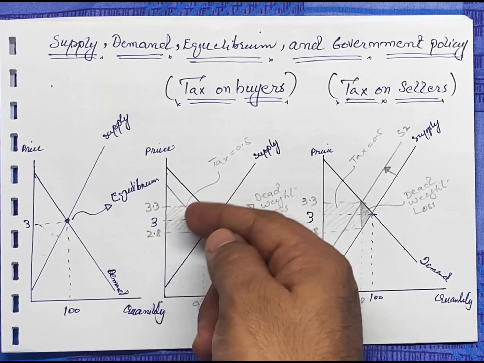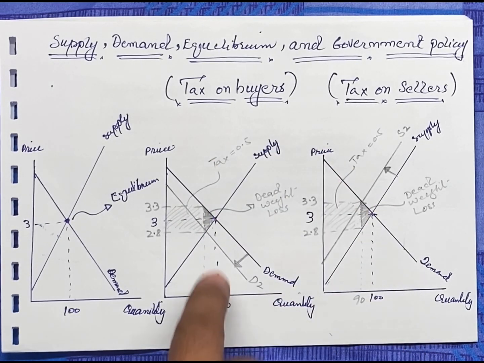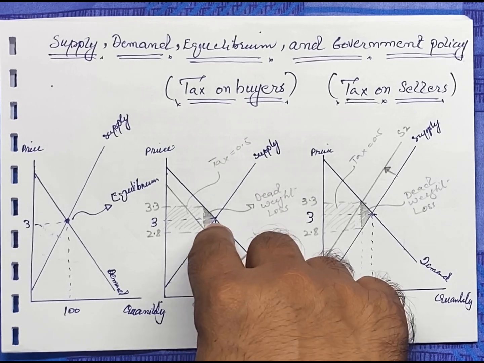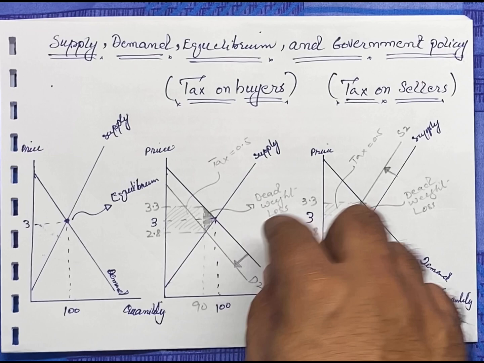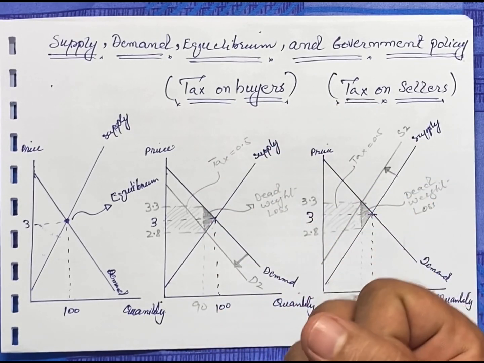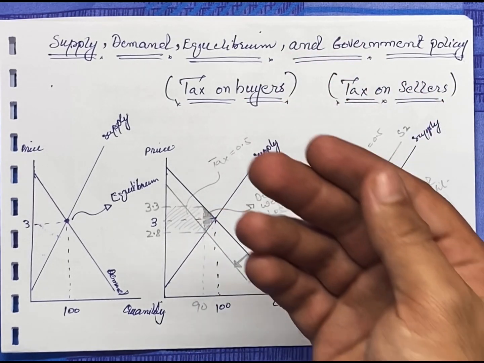So this shaded area will be the tax revenue of the government. But because of that, the quantity which was sold before, 100, will now be 90. So what is this darker area, this triangle? In economics we call it deadweight loss. What does deadweight loss mean? It means this will not go to the buyers, and this will not go to the sellers.